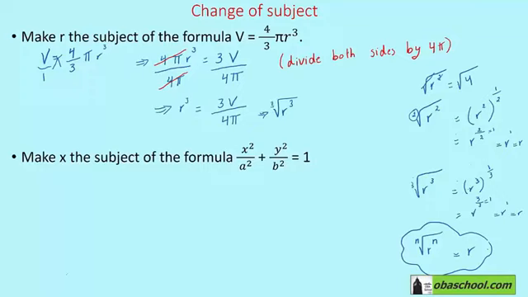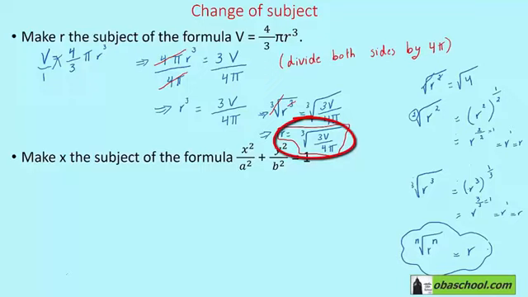So the cubic root of r exponent 3 equals the cubic root of 3V over 4 pi. And now, since we have a cubic root and r exponent 3, both automatically get rid of each other, which finally leaves us with the answer for this exercise, which is r equals the cubic root of 3V over 4 pi. This is the answer for the first example.